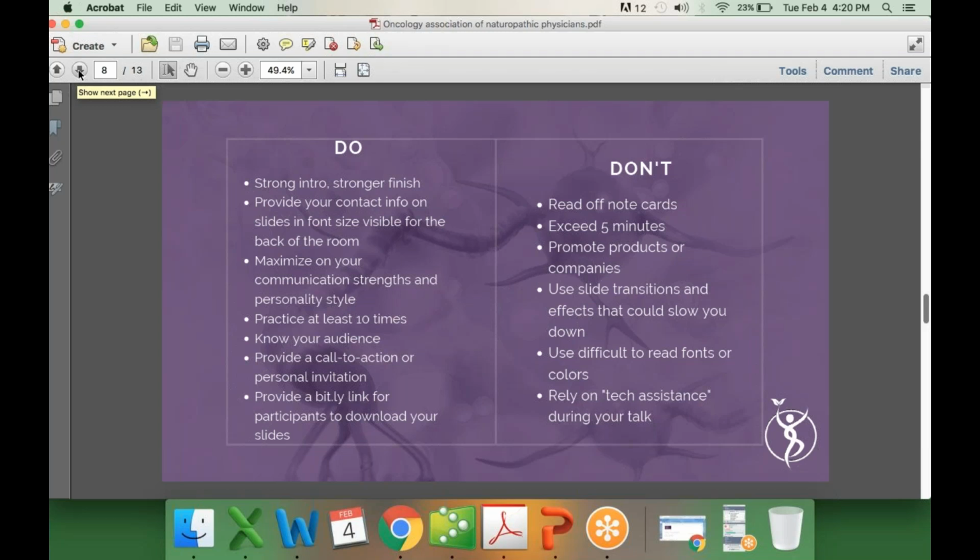You want to maximize on your communication strengths and your personality style. So let's use me for an example because I'm speaking with you. I'm a little bit more informal in tone. I tend to use humor. I am able to paint pictures with my words because I describe things. I use a lot of analogies and metaphors, but that helps me towards the end of that presentation, and I can really maximize on that.